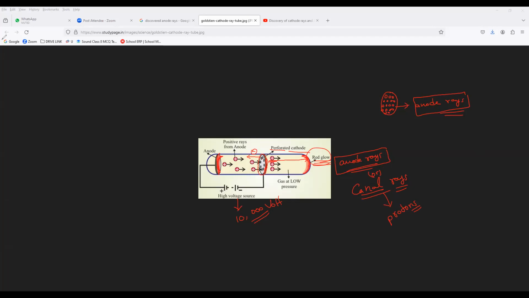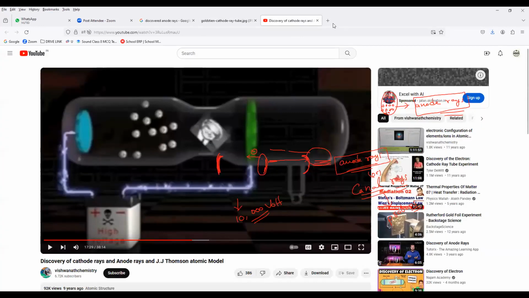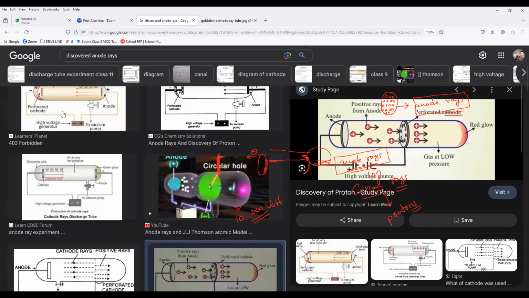Now, let us see what is the exact mechanism which takes place here. If I show you the animation, you will understand. So let us make it here.